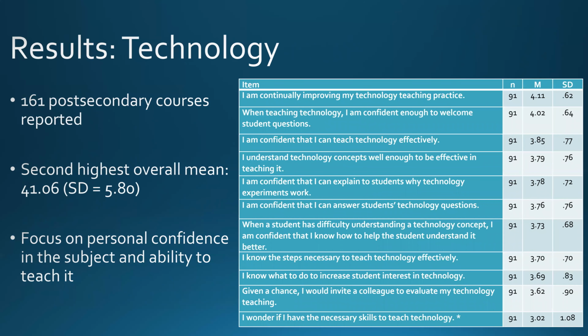With technology, we find that they were still pretty efficacious and confident in their ability to teach it. It had the second highest mean and the second lowest standard deviation. They completed 161 post-secondary courses, and just like with science, it focused mostly on their personal confidence in the subject and their personal confidence in their ability to teach it.